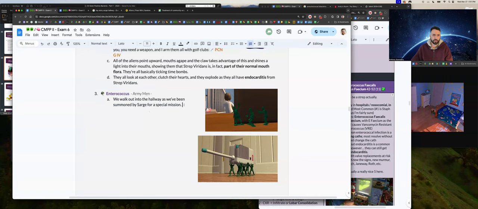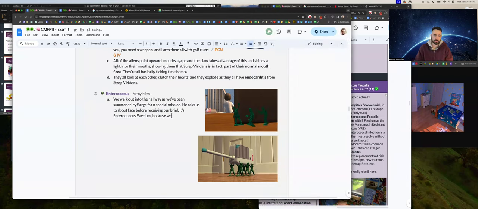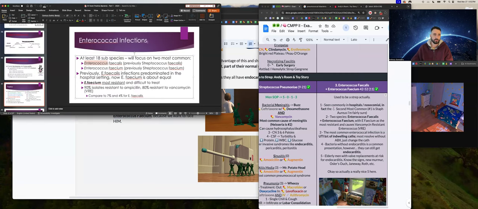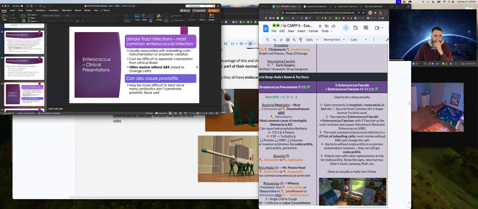In the hallway, as we've been summoned by Sarge for a special mission, he asks us to about face before receiving our brief. It's Enterococcus. We're just going to call it faecium, because we want to face him. Right, I should just remember that faecium, because we want to face him. There's really no treatment mentioned for this. Often resolves without antibiotics. I think that's the important thing there.